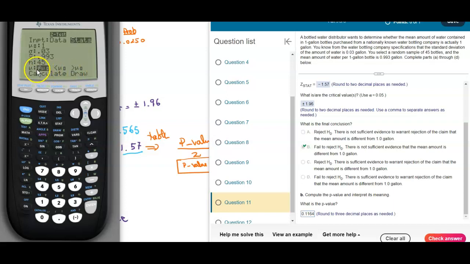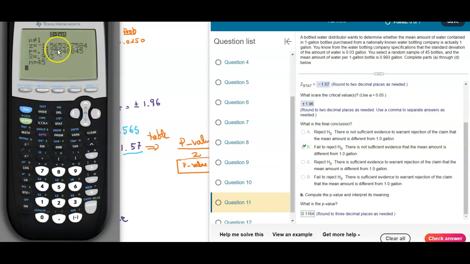Obviously we are using different than mu0, different than 1. So mu different than 1. That's H0, that's A0. And I'm going to enter and then go to Calculate. So once I calculate this, I will get other values. So you see the z statistic, which is minus 1.565.